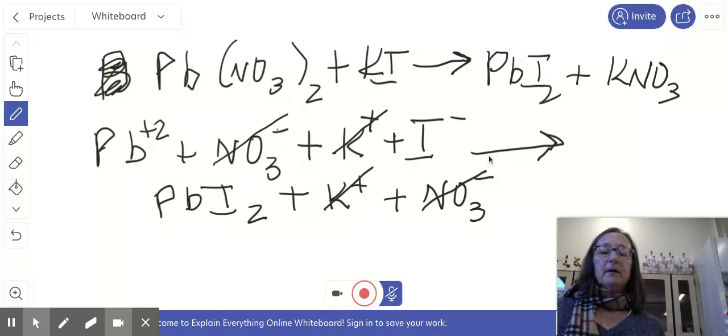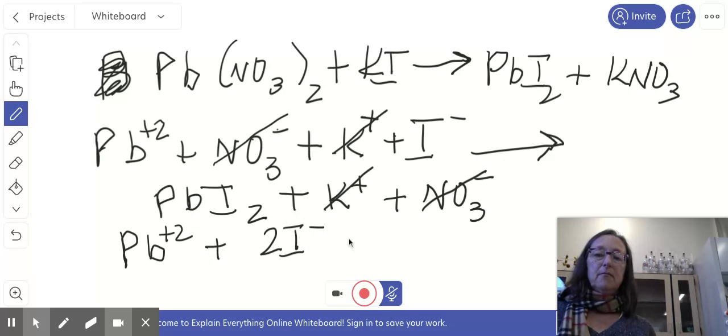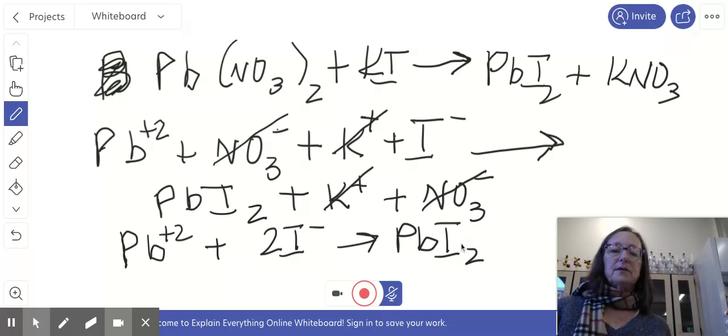And what we're going to be left with here is the formation of the lead iodide precipitate. So Pb2+, and now we can balance it, 2I-, and we're going to form PbI2. This is a really cool reaction too, because the precipitate that forms is a really bright yellow solid.